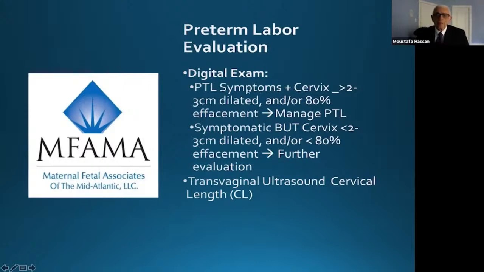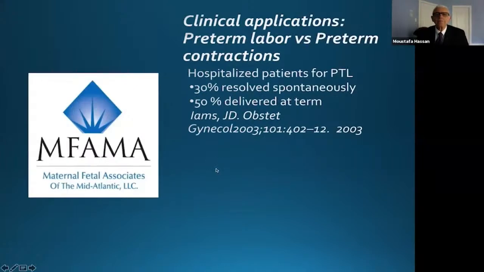and that is going to be the base of my next few slides. So digital examination: preterm labor symptoms plus cervix 2 to 3 centimeters or more dilated or 80% effaced, manage as preterm labor. Don't waste time. Symptomatic, that means contractions, which is 4 or 6 per hour, but cervix is less than 2 centimeters or less than 80% effaced, you can do further evaluation. Now comes the place of the transvaginal ultrasound cervical length.